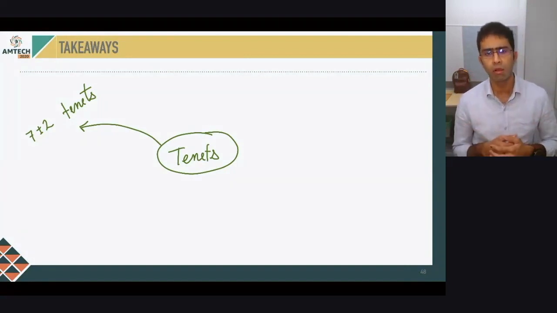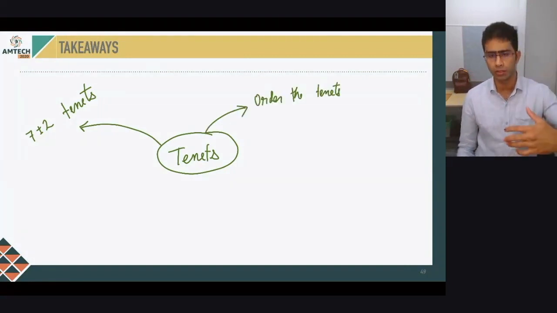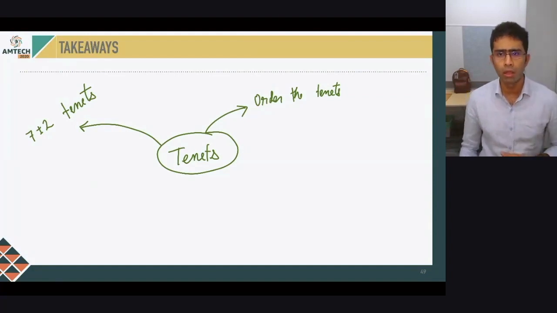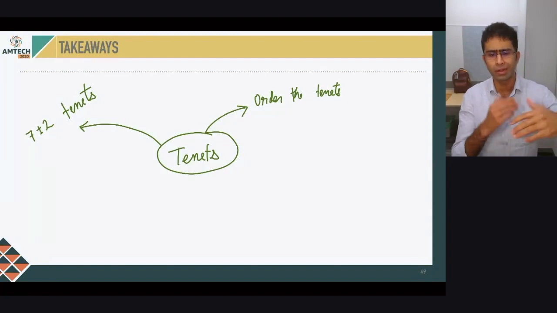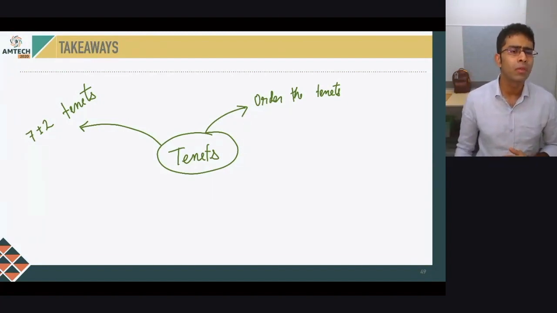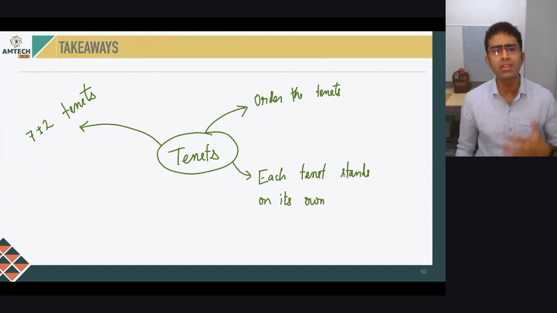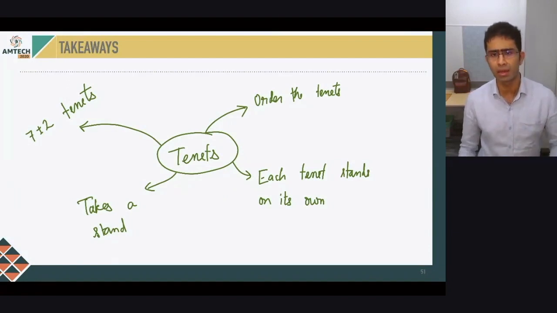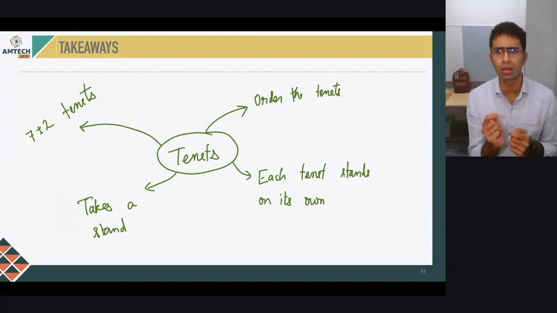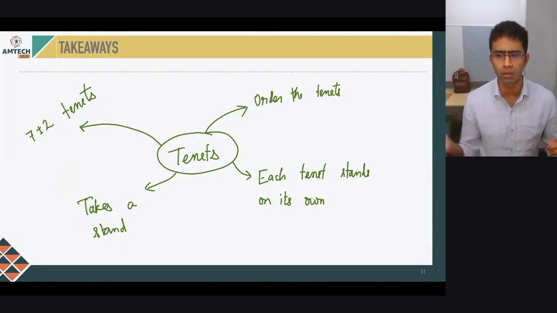The second thing is order the tenets. So you always want the tenets to be ordered. The reason you order is because you want to create a tension between tenets. You want to know which tenets are more important than another. Ensure each tenet stands on its own, right? And the last, ensure that each tenet takes a stand, which means it doesn't state the obvious. It takes a stand declaring you care about one thing more than the other.